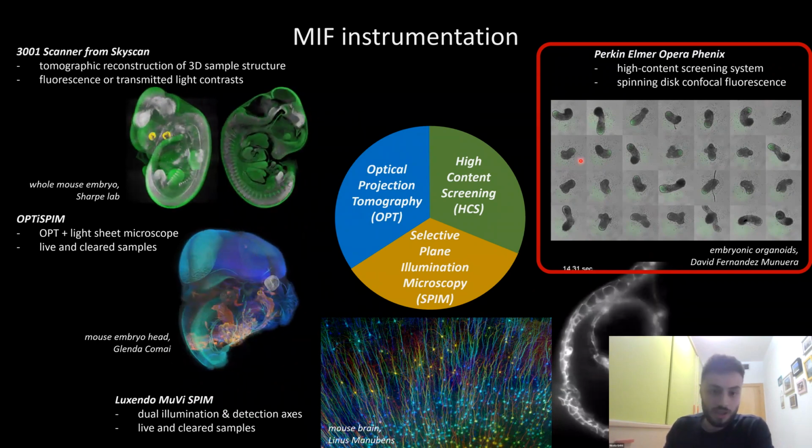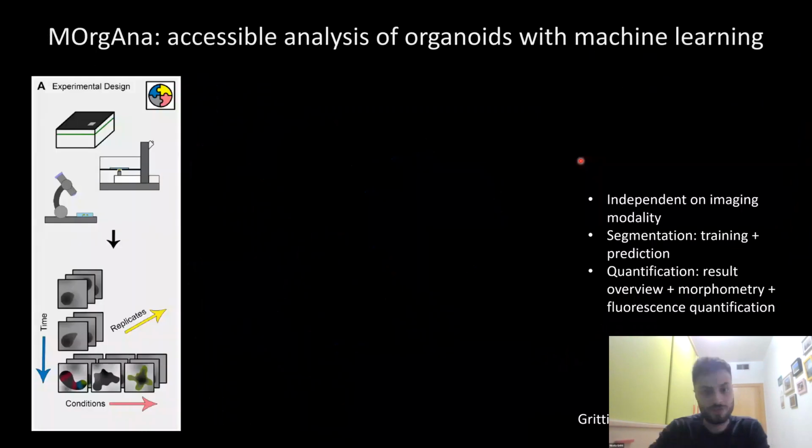In particular, we developed a software which we call MOrgAna. MOrgAna stands for Machine Learning Analysis of Organoids. We developed this software during, as I said, my postdoc time in the Trivedi lab, and we are now providing it as a tool to the increasing number of users of the MIF.